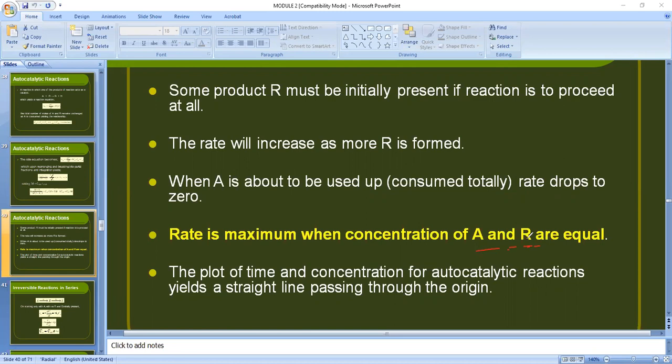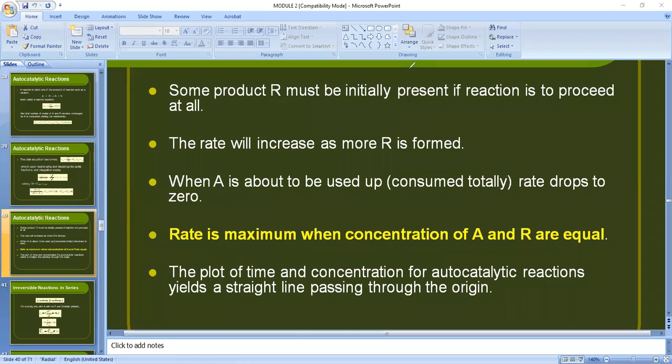Now, the plot of the time in the concentration for autocatalytic reaction yields a straight line passing through the origin. So, meaning it does not have any y-intercept. Okay? That's in the case of your autocatalytic reaction. As this one is very important. It's needed that you should have R initially, and rate is maximum when A and R are equal.